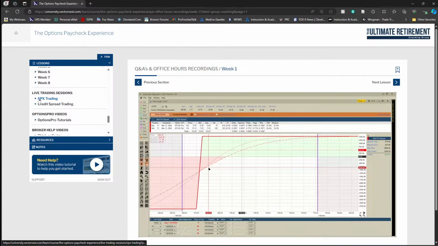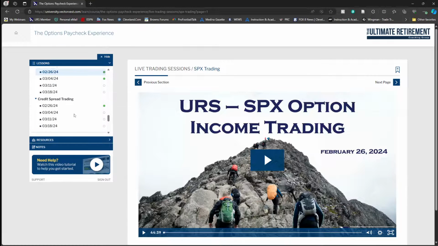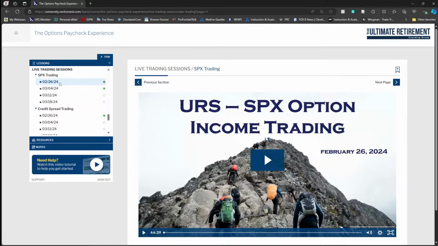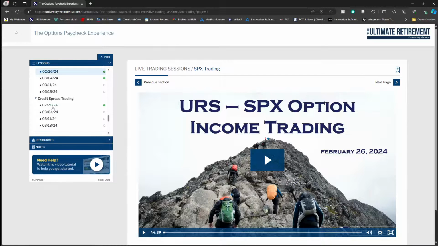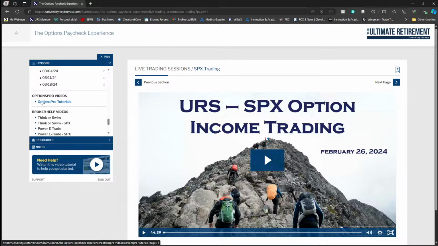Down below, this is where you're going to find the recordings. This is not something you're going to worry about till the end of May, but this is where you're going to find all the recordings from the live trading sessions we do. And again, if you want to see what we did in the past, you can certainly go through there and look at the ones I did with my last class. Below that, there's an Options Pro tutorial section. Remember, you're going to get 7 weeks access to Options Pro during the class.